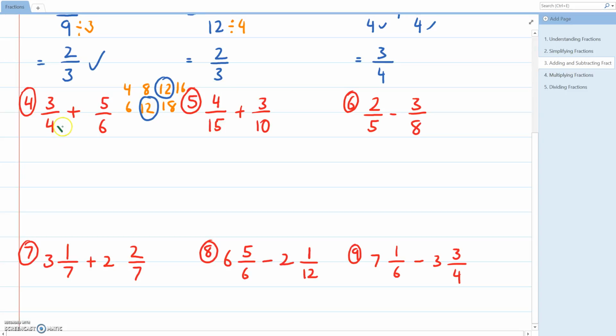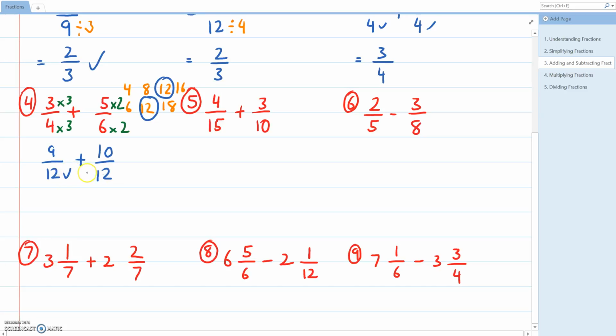And I know that 4 times 3 will get us to 12, but I also need to do 3 times 3 here. And 6 times 2 gets us to 12. So I'm going to multiply those fractions just like that. 3 times 3 is 9. 4 times 3 being 12. 5 times 2 is 10. And 6 times 2 is 12.